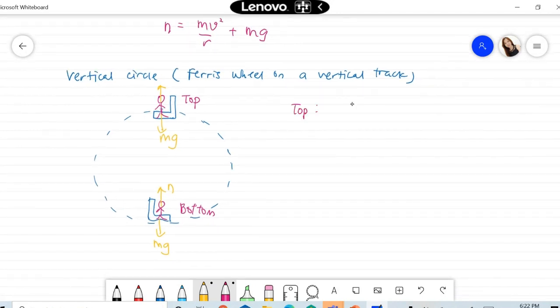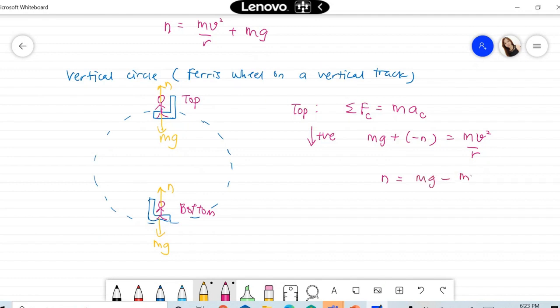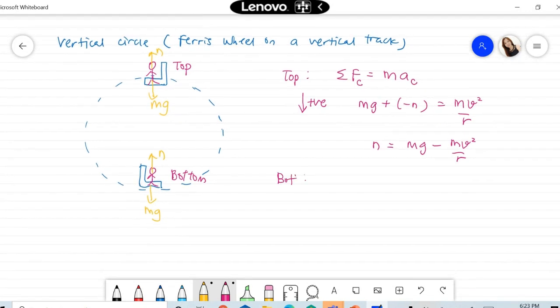So on top, we apply Newton's law. Summation of F is equal to ma. So the force here will be centripetal force. On top, the acceleration is towards the center, which is pointed downward. So on top, I use pointed downward as positive. Adding together, mg plus negative N is equal to mv squared over r, where r is the radius of the circle. So from here, the normal force at the top of the circular motion is mg minus mv squared over r.